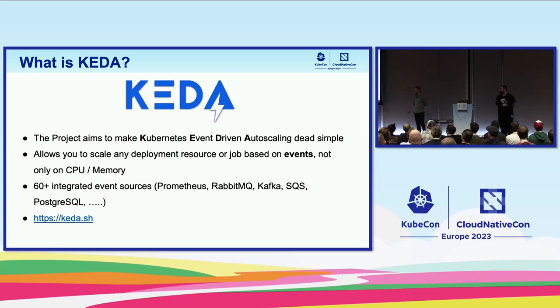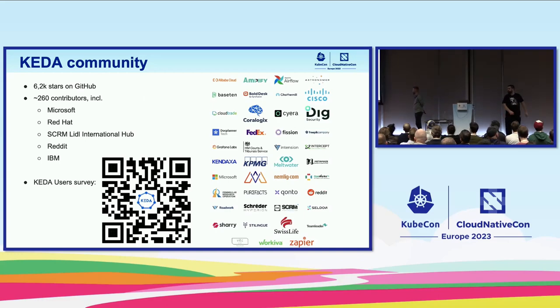To achieve those capabilities, we have 60-plus integrated triggers or event sources. Those components talk to external services. It could be Prometheus or the RabbitMQ that you saw, et cetera. This is our web page. And this is the community slide.